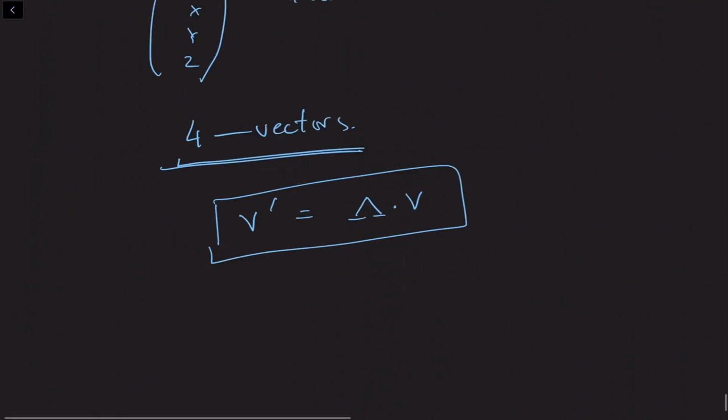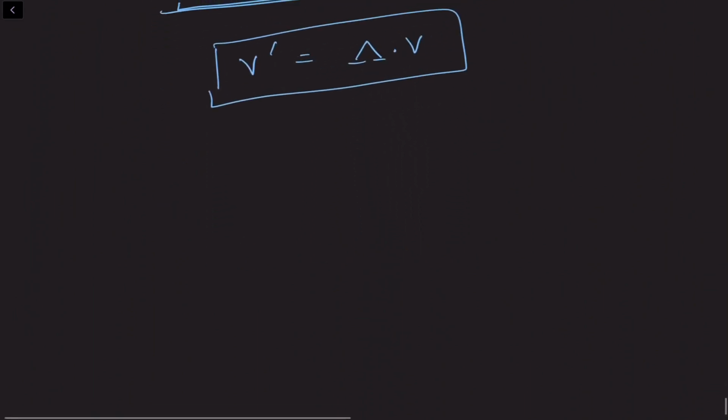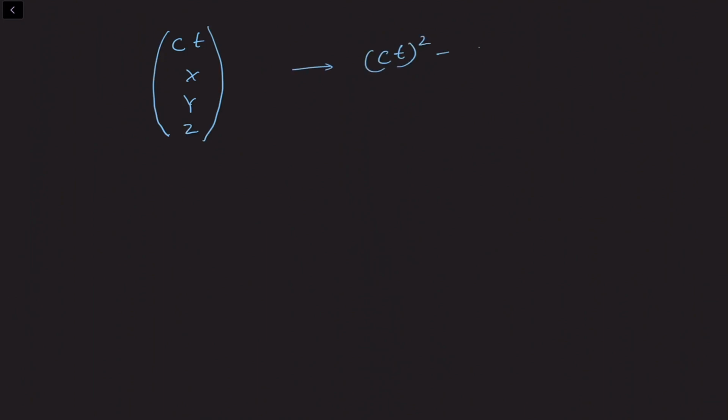Okay, now apart from this, what we've seen is when we construct the space-time vector, this quantity, ct square minus x square minus y square minus z square, which we call the space-time interval, is invariant.